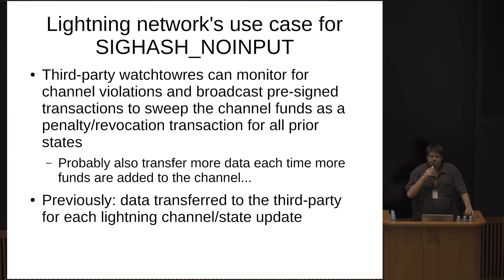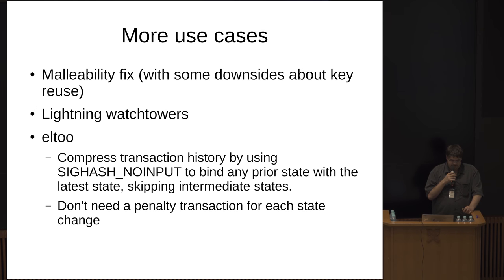So specifically, SIGHASH NOINPUT has received recent attention because the Lightning Network developers would like to use it for something called watchtowers. I believe there's either a Lightning talk today or tomorrow, and that will make more sense. But essentially, you want to be able to broadcast certain transactions to enforce the rules of the Lightning protocol. I already mentioned the malleability fix. There's also another Lightning Network proposal called L2, which is very confusing because Lightning Network is considered layer 2. I think it was supposed to be a pun, but it's really just confusing.